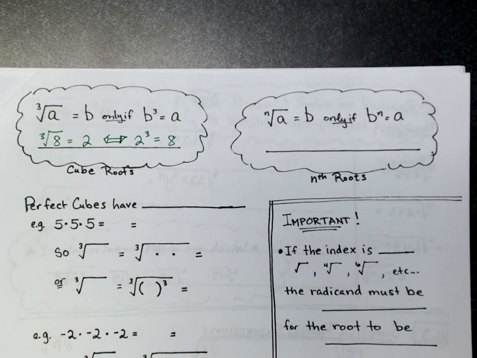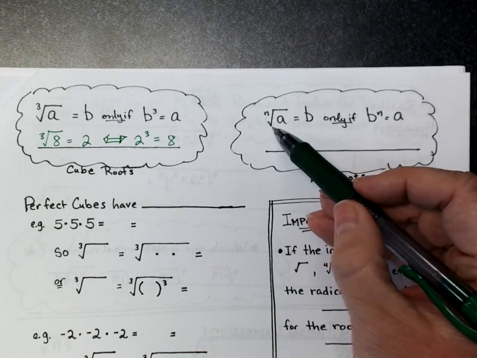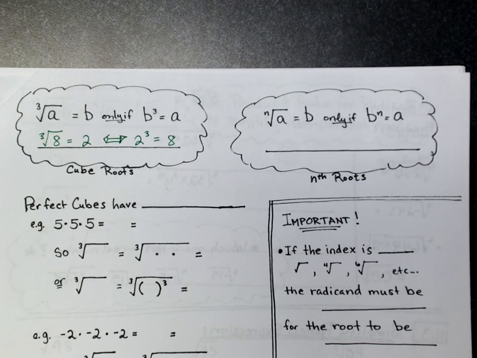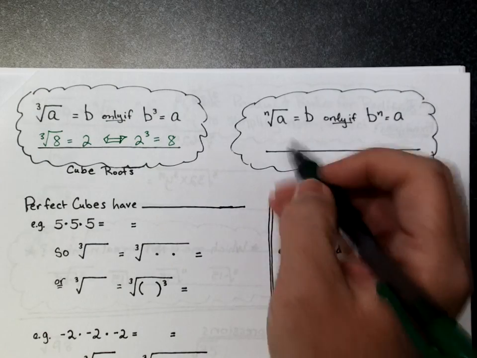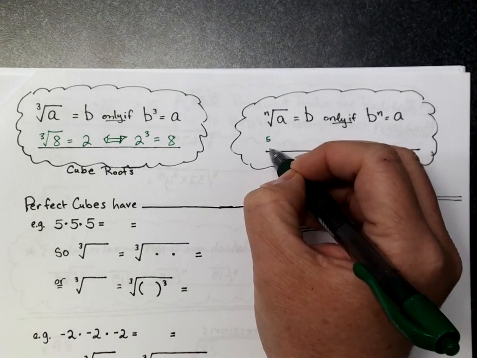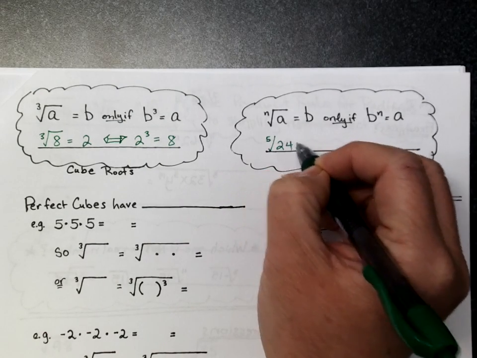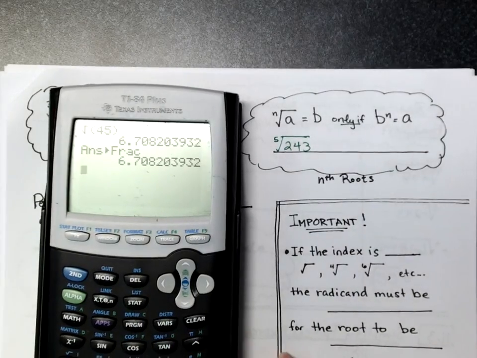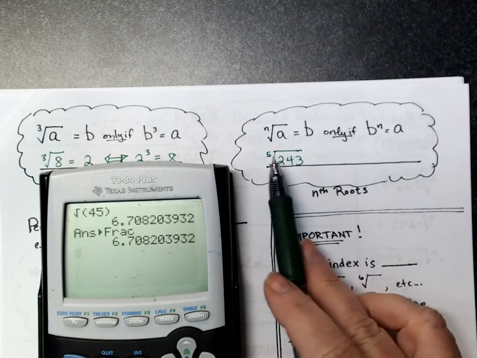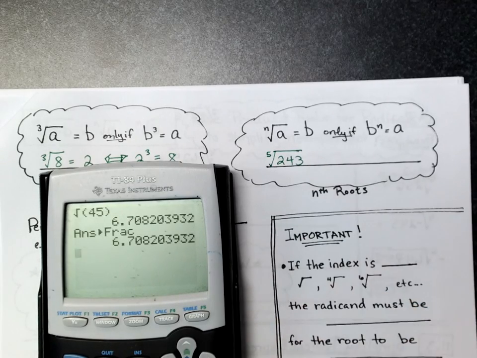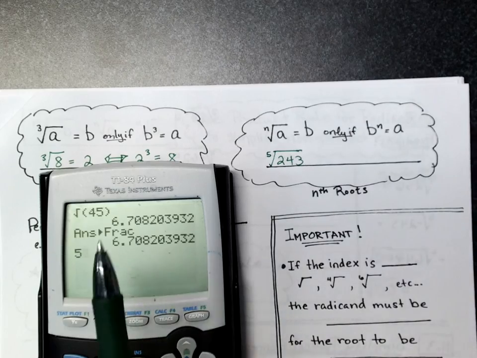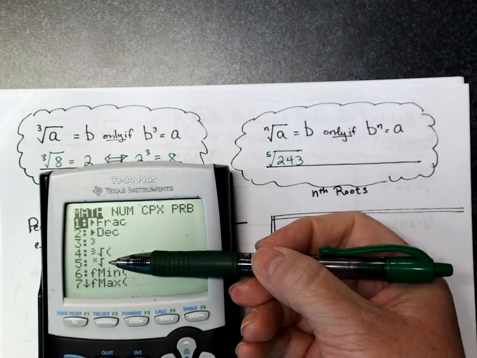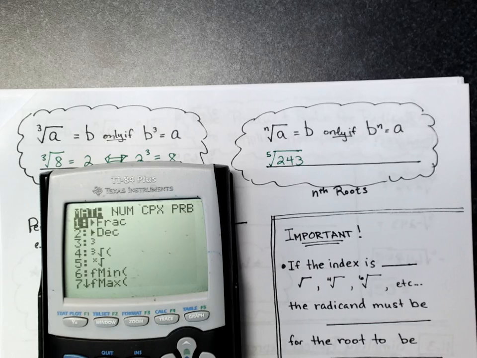Now, nth root just means anything bigger than 3. Just like we showed on the calculator, you have to go to the nth root button for anything bigger than 3. You have to enter the index first. Here I'll just use 5, the 5th root of 243. You enter the index first because there's not a dedicated button. So an index of 5, then math, and choose number 5, which is the x or nth root.